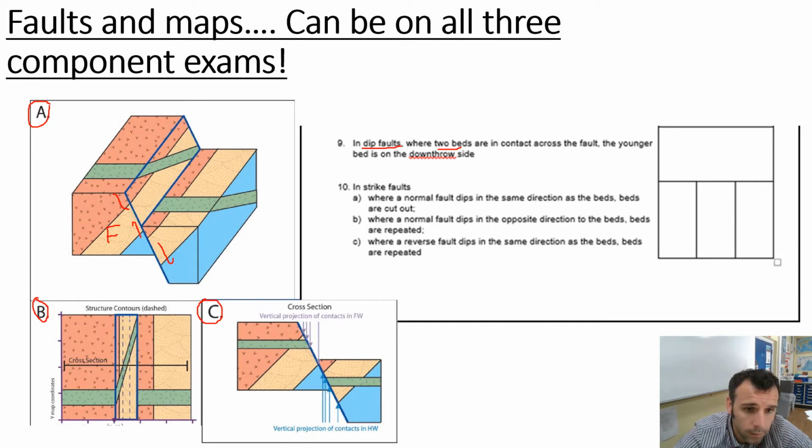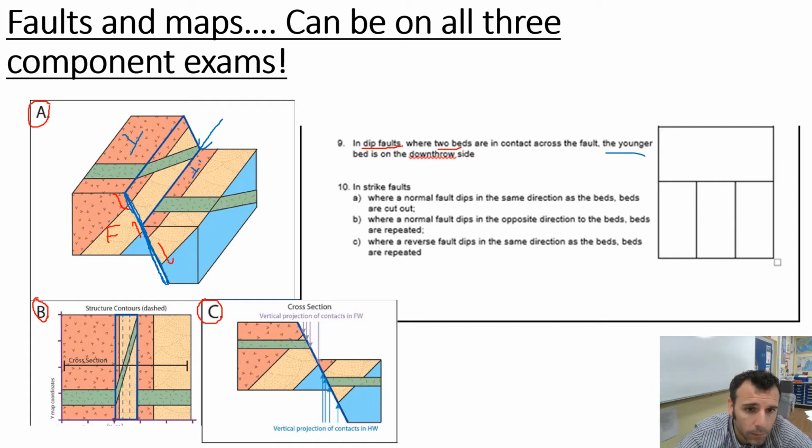we've got our fault plane in blue, which is identified there. So this section here, if I just do that, that's our fault plane. Two beds are in contact. The younger bed is on the down throw side. So the youngest bed in the sequence is this one here, which I've just put a Y onto. Now, this is the fault plane, and this is the fault on the map. Yeah, that's where it would be.